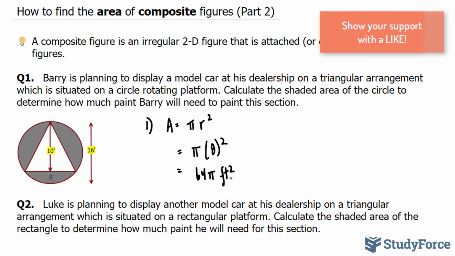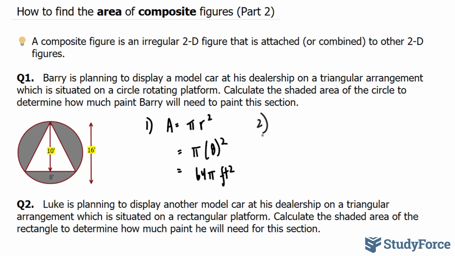The next thing that I'll do is find the area of the triangle. The formula for the area of a triangle is A equals base times height divided by 2. Luckily for us, the diagram gives us both the base and the height. The base of this triangle is 8 and the height is 10. So we have 8 times 10, which is 80, divided by 2, and that's 40 feet squared. Now all I have to do is subtract.